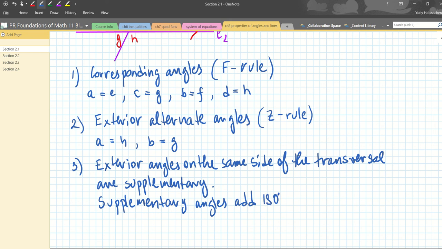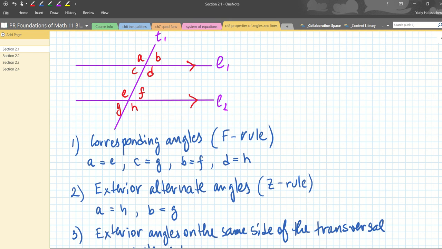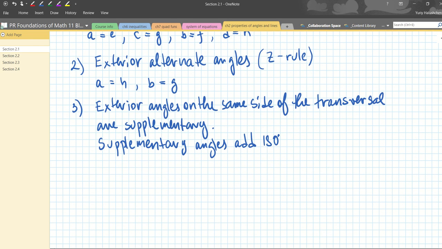Which means that if you add angles A and G, they will add to 180, and if you add B and H, they also add to 180. And again, this is true if the lines are parallel. So we're going to say that B plus H equals 180 degrees. And also we have A plus G equal to 180 degrees. So again, these are supplementary angles. So if they're exterior angles on the same side of the transversal, these are going to be supplementary. So those are the two types of exterior angles.